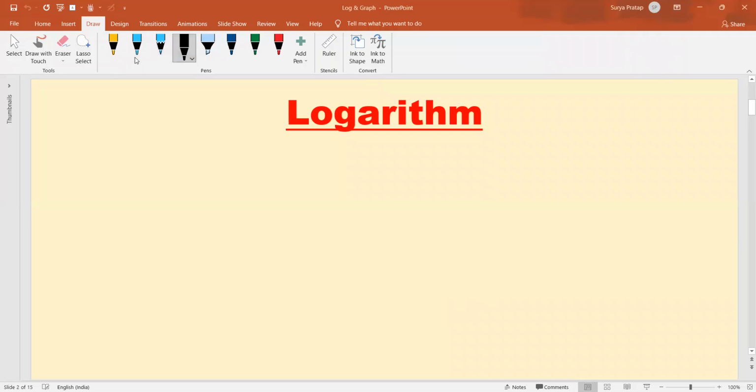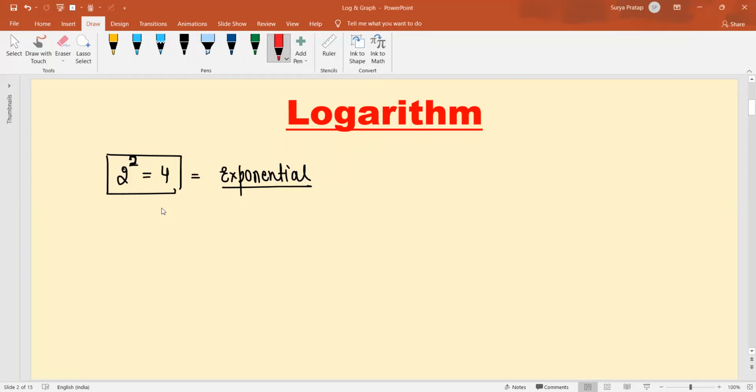Log, so basically we have to understand what the log is. If we know anything in exponential form, for example, suppose I say 2 to the power 2 is 4. This equation is a form of an exponential term. Anything written in terms of power becomes an exponential term, and in this exponent, this is known as the base digit, this is known as the power digit, and this is the value of that.